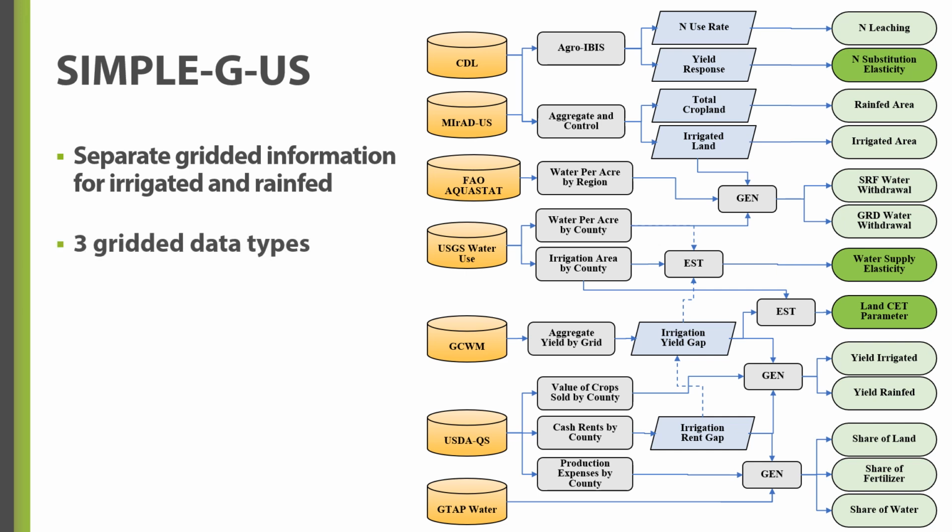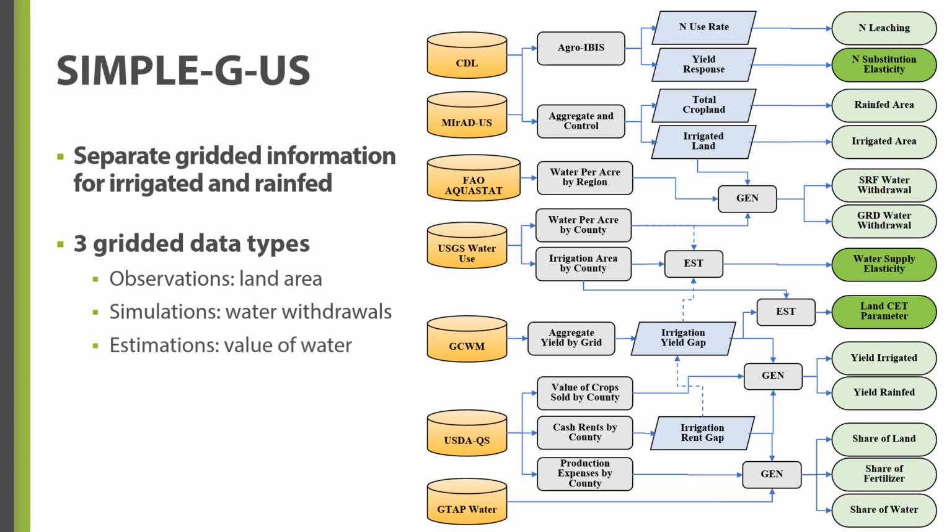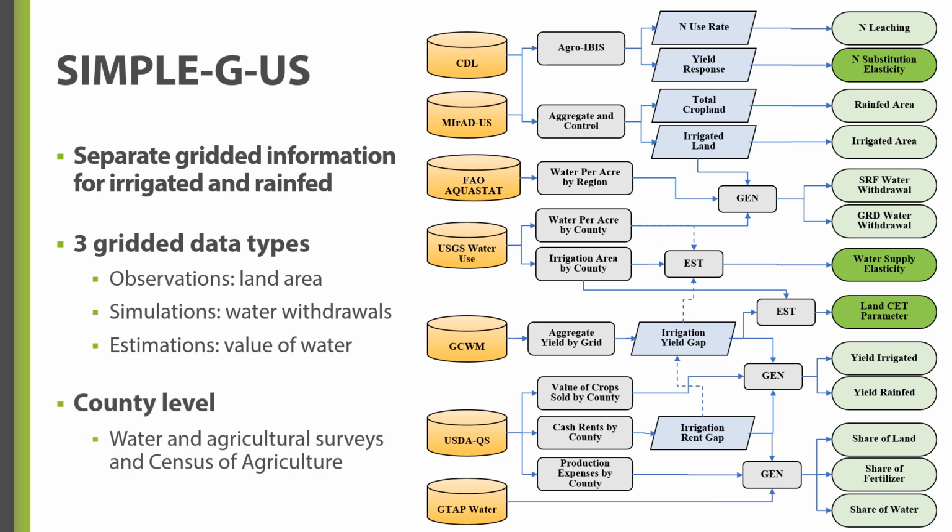There are three types of gridded data. The first is based on observations like satellite-based land cover data. The second is data based on simulations from other models, like gridded water withdrawals. And third is the data that we have to estimate or generate based on other gridded and non-gridded data, such as gridded cost shares for irrigated production, or the gridded value of water. We also use county-level data in the United States from surveys, or from the Census of Agriculture from the USDA and USGS.